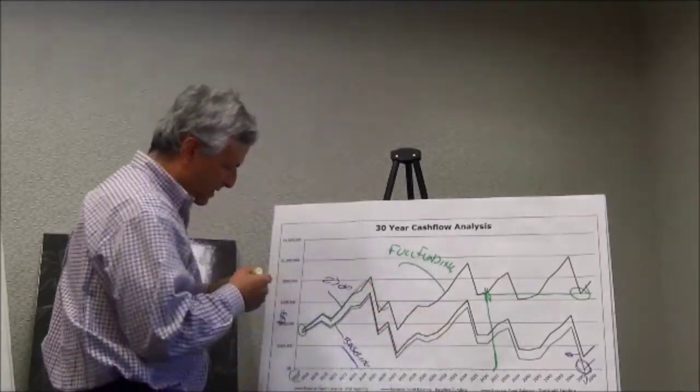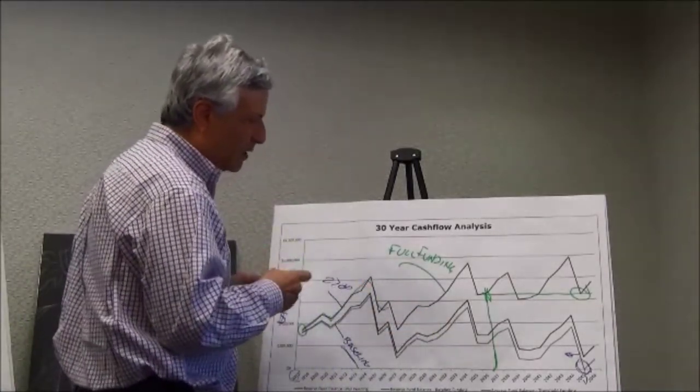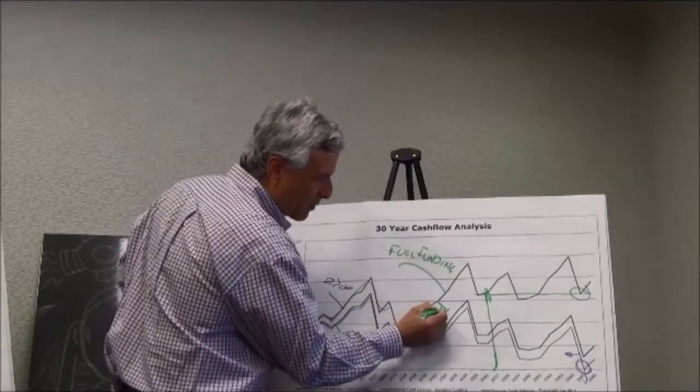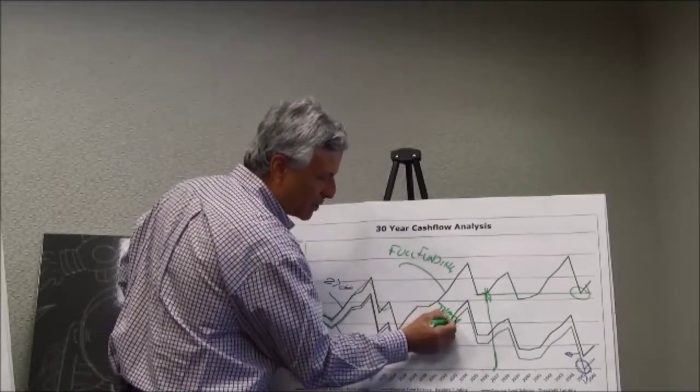And you can't see this in yellow, so I'll go back to the green. But what most associations do is what's in the middle. This is called threshold funding. Threshold.